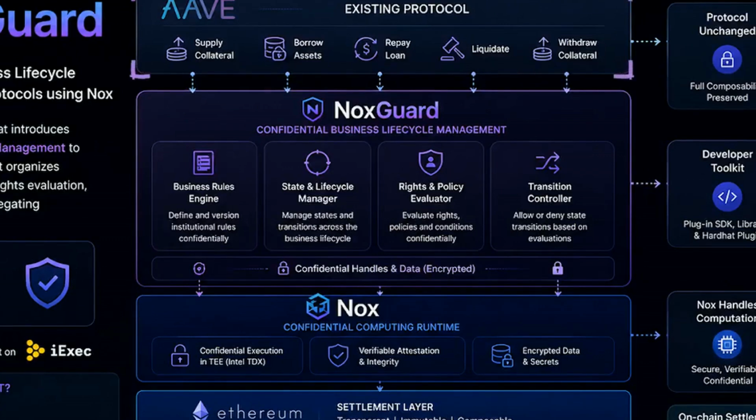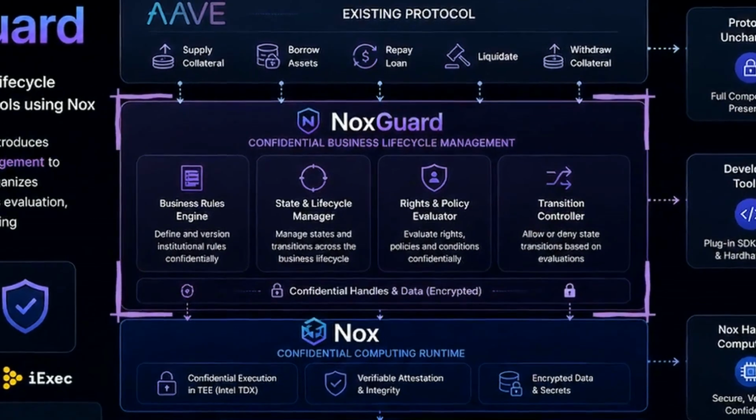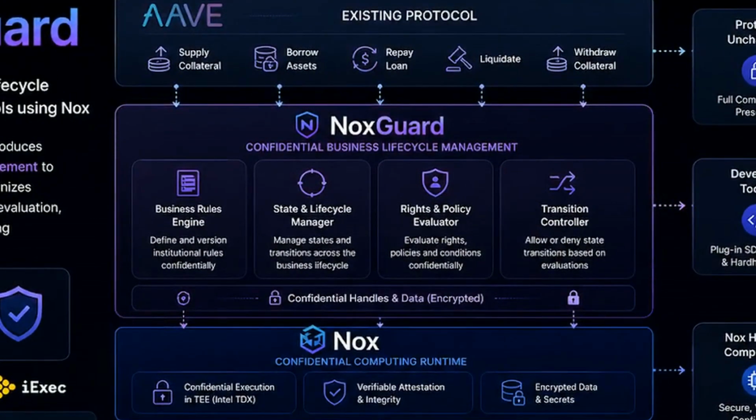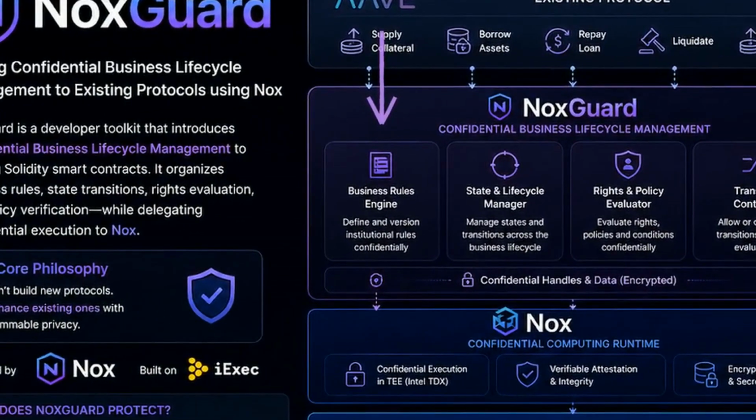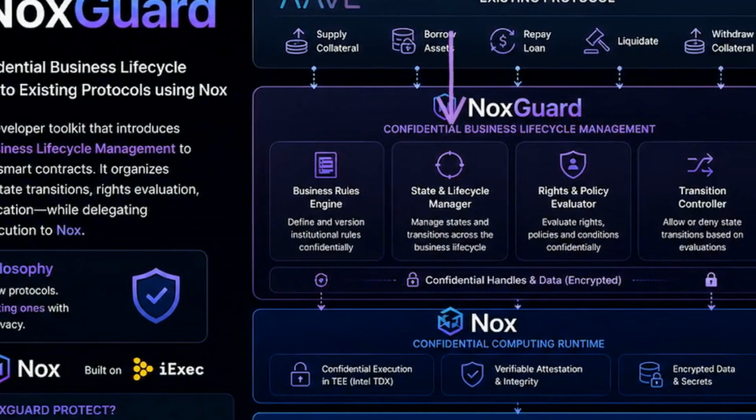It begins with an established protocol, such as Aave, which serves as the base layer for lending operations. This base protocol remains unchanged, performing its standard functions like accepting collateral or managing asset withdrawals. NoxGuard sits directly below the protocol as a middleware layer. Its primary role is to organize and manage the confidential business lifecycle. This layer includes the business rules engine, where proprietary institutional policies are defined and updated without being revealed to the public network. The state and lifecycle manager tracks the progression of a transaction through its various stages, maintaining an internal record of the business flow.